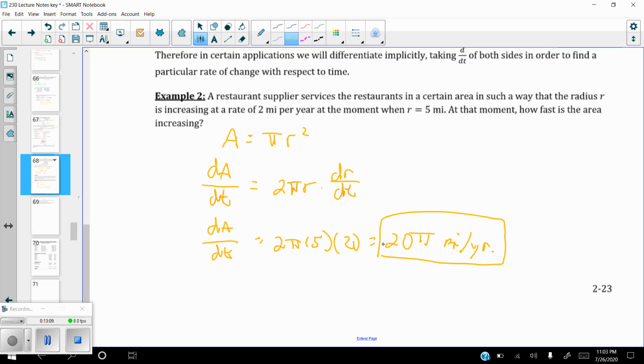So again, the general idea here is that a related rate is implicitly derived with respect to time. That's how all this fits together. Let's try one more example.